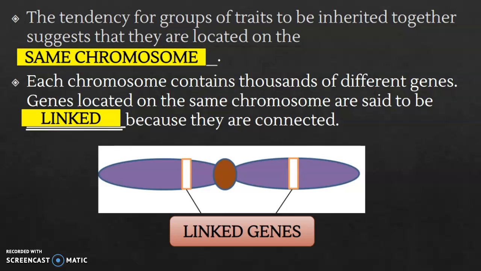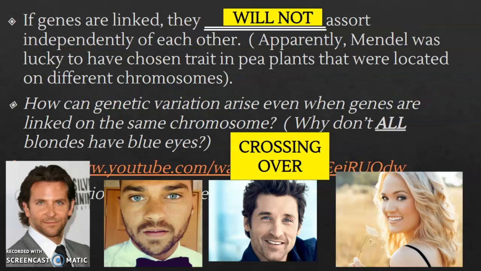The tendency for groups of traits to be inherited together suggests that they are located closely on the same chromosome. Each chromosome contains thousands of different genes. When genes located on the same chromosome are close together, they are said to be linked because they are connected. So the closer they are together on the same chromosome, the more they are said to be linked genes. If genes are linked, they will not assort independently of each other. So that means they will assort together.